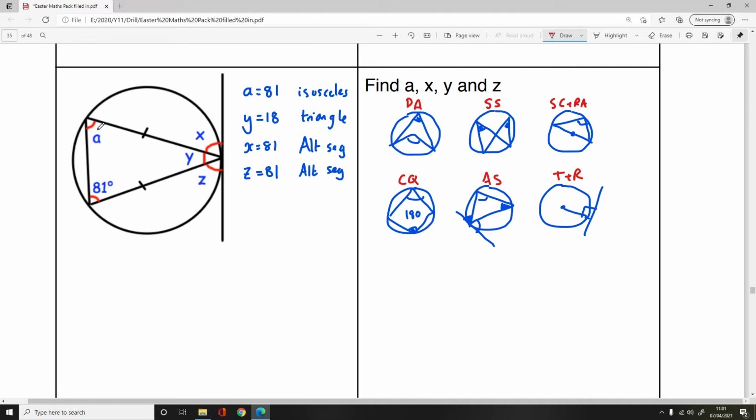In this case, A is 81 because this is an isosceles triangle, because we've got these little lines on it. Y is 18 because triangles add up to 180. And then X and Z are both alternate segments, as in if you turn your head, I suppose, 90 degrees. Z, bottom left, A, top right, and X, bottom right, 81, top left.